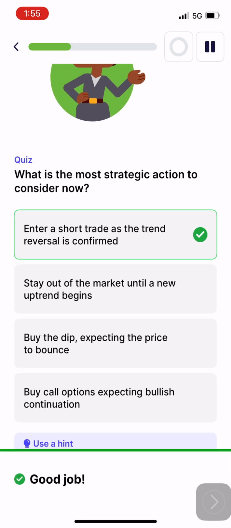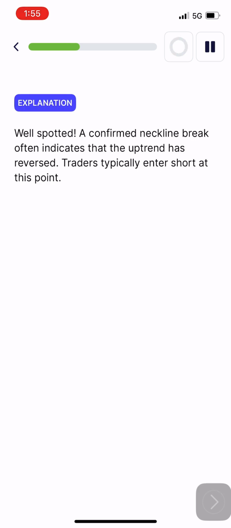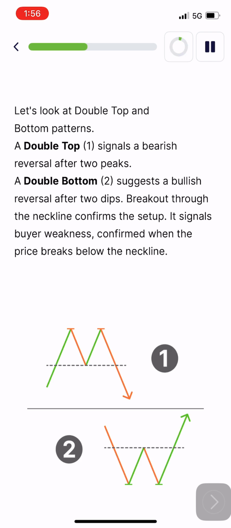Yes, you're right. Well spotted. A confirmed neckline break often indicates that the uptrend has reversed. Traders typically enter short at this point. Let's look at double top and bottom patterns.